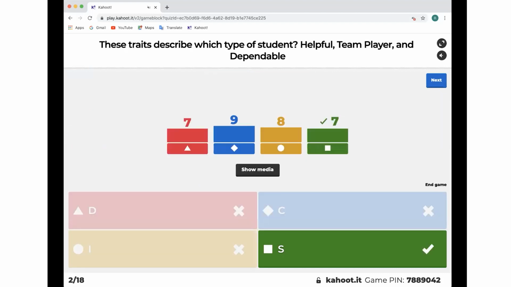All right, which type of student? So we have different ones, and so it's okay to be able to identify this. You will find that S students tend to be the most helpful, dependable team players. They're the most likely to do their homework, to like to work in a group, in a team player environment. They're the most likely to be helpful. They find worth in helping other people. They want people to be helped. So these students will be the most helpful in your class.